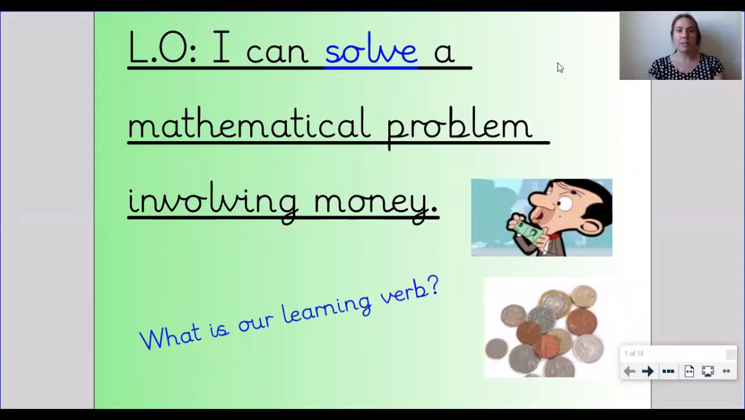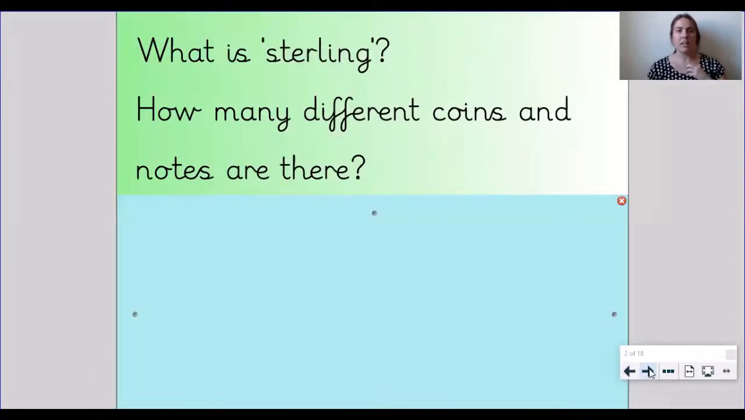But first we need to remind ourselves a little bit about what we already know about our money. So just have a think. Have you heard of sterling before? What kind of coins and notes do we have in England? What do you know? Maybe you've got some coins or some notes around the house that you can go and look at to remind yourself of what we've got.